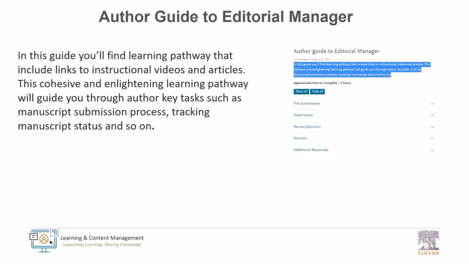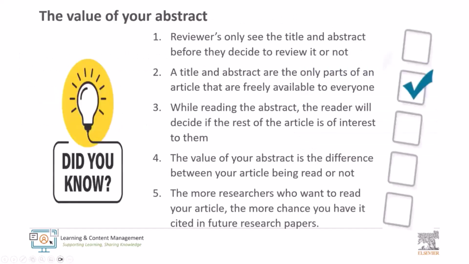We have on the screen the Author Guide to Editorial Manager. I'm going to show you how the Author Guide to Editorial Manager would look, where you have a learning pathway, which would include instructional videos and articles. Now, although the abstract is one of the last elements of an article that needs to be written, it is the first element that will be read. So these are the 5 important values of your abstract that have been listed on your screen.